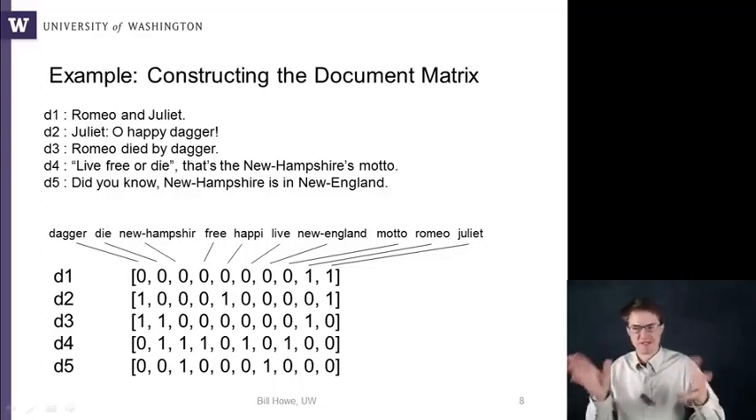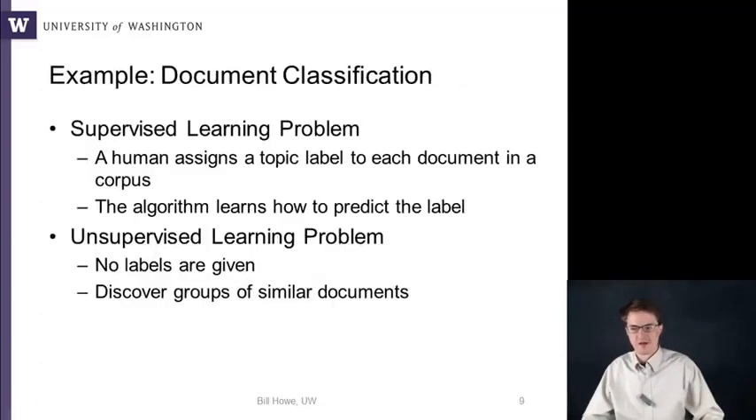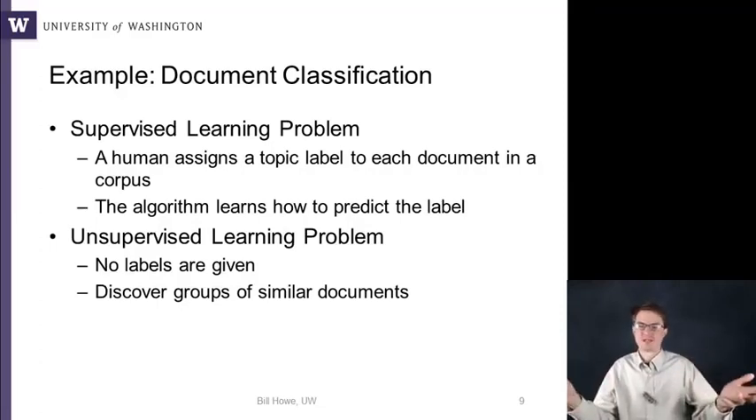Okay, so given this basic setup, you can think about a supervised learning version of the problem or an unsupervised learning problem in different contexts. So the supervised version is, you have a corpus of documents, and a human has assigned a label to each document in the corpus. Okay, and so you want to come up with some sort of model that can predict that label given the text in the document.